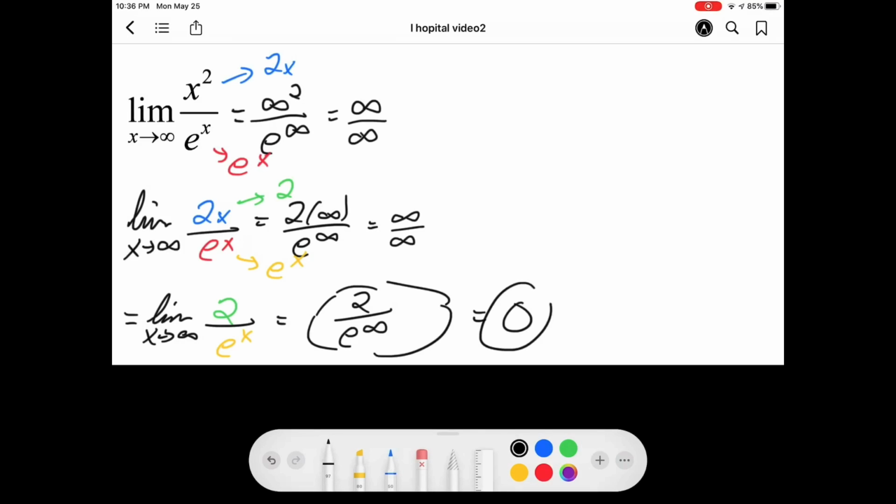But if you do use L'Hopital's rule, make sure that you are satisfying the condition that it really is in indeterminate form before you use the rule, which for us, for now, is infinity over infinity, or 0 over 0.